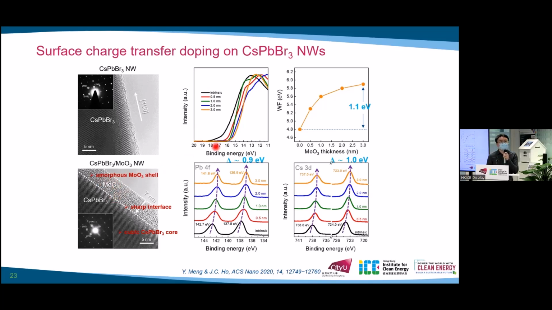From the UPS, we can see the work function increasing with the MoO3 thickness from 4.8 to 5.9 eV. This is direct evidence for the surface doping of MoO3 on cesium-lead bromide-3 nanowire, and this also agrees well with the XPS spectrum.